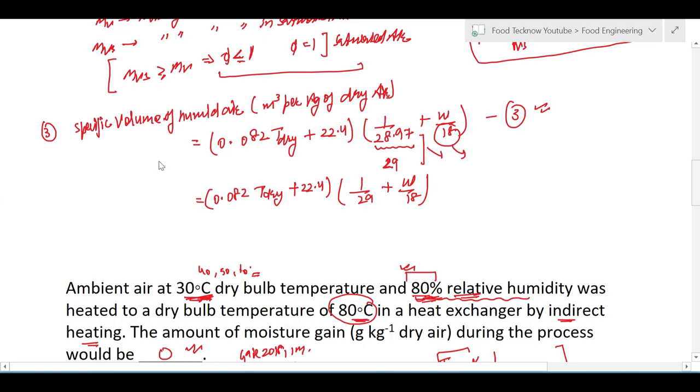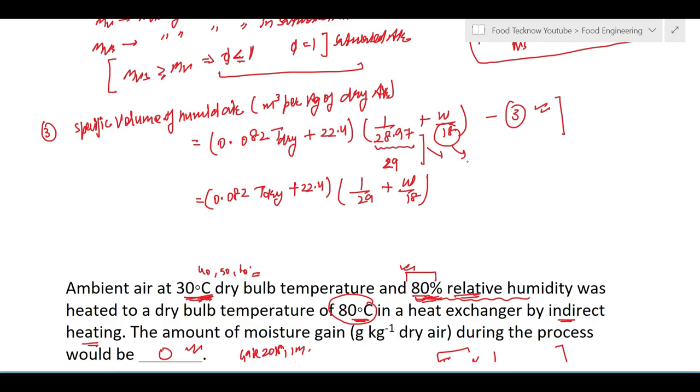So it is in meter cube per kilogram of dry air. This is the formula that you have to mug up. I'm literally saying this word mug up because it is very difficult for you to logically understand all the things and finally convert these things into the paper to get the marks.